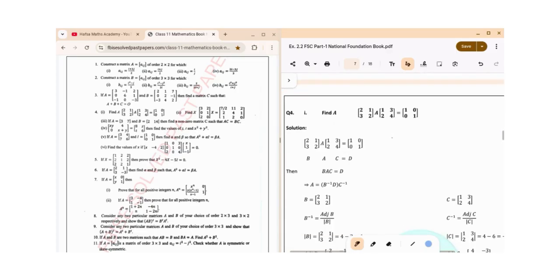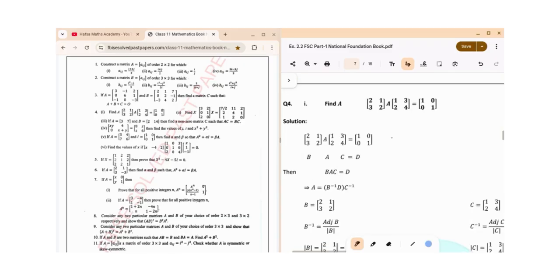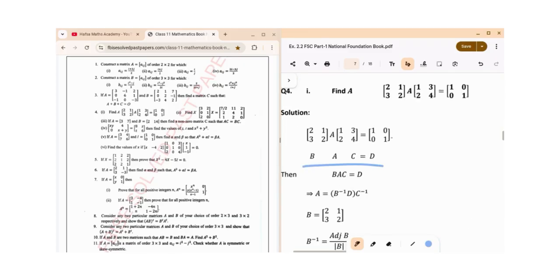Now we're going to move on to question number 4. Find A, part 1, question number 4, part 1. Find a matrix such that this first matrix multiplied by A multiplied by the third matrix is equal to an identity matrix. Unlike the last question where they named the matrices A, B, C, D, they haven't named them here. So we're just going to name them ourselves. Over here, you can see that they have been named.